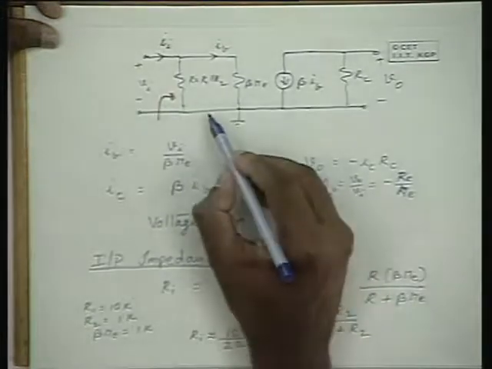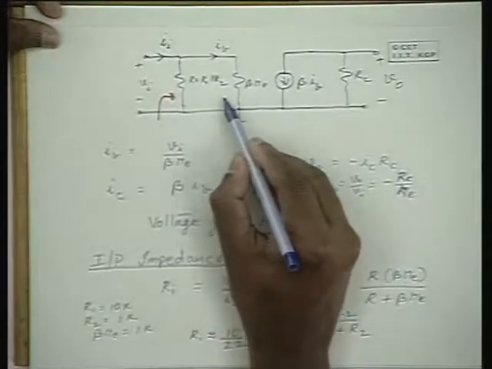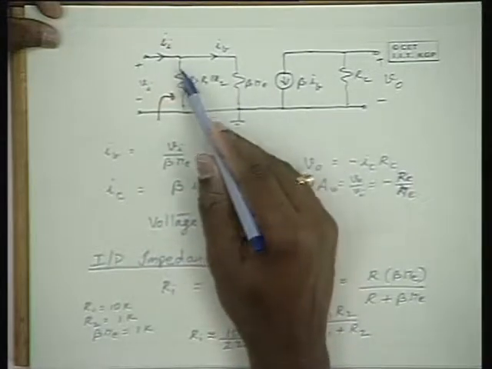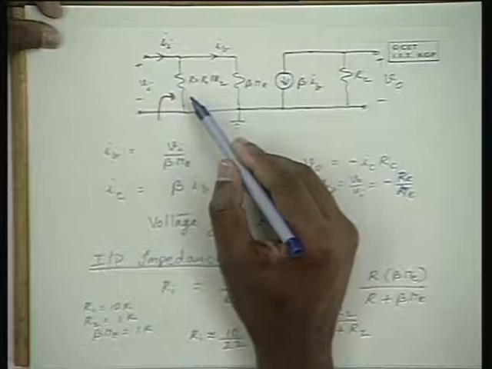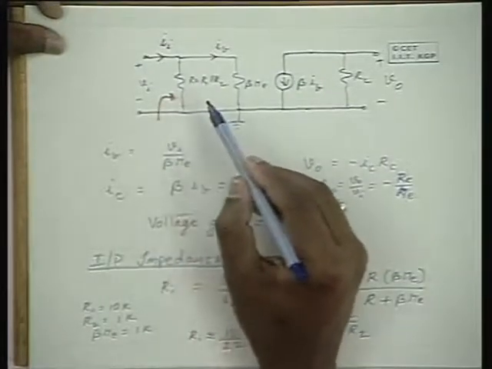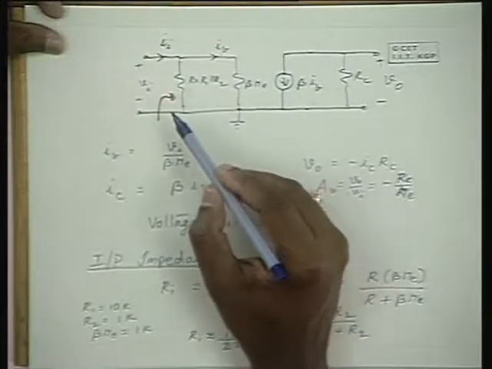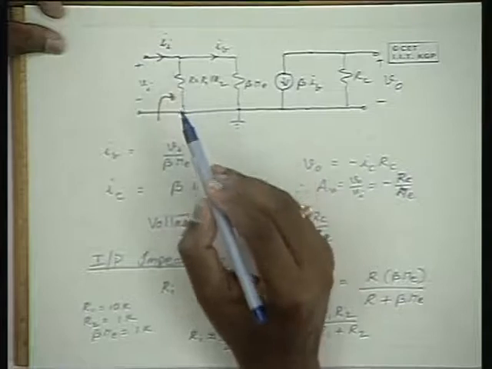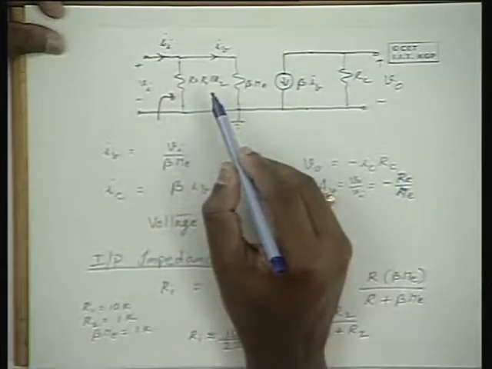Whereas the transistor has an input impedance of the order of 1 kilo ohm, and because of R1 and R2, the parallel combination coming across it, the input impedance further drops. So what is the effect of the biasing resistances? The biasing resistances drop the input impedance of the transistor further.